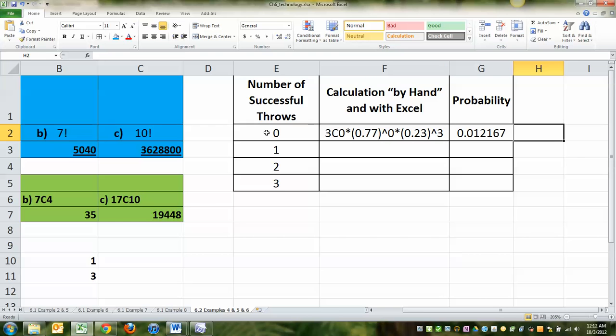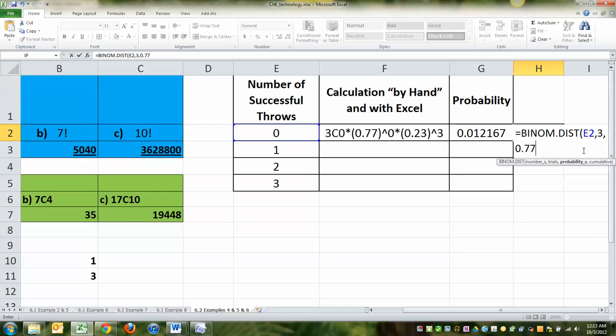Ah, but there's an easier way. Let me show you. It's BINOM.DIST, or if you have old school Excel, it's just BINOM.DIST without the dot, depending. And then it wants to know how many successes you want. Number S. So I want 0. I'm going to use that cell reference right there, E2 in my example. Comma, I have 3 trials. Then comma, it wants to know the probability of success, which was 0.77, comma, cumulative, we're just going to take false. Close parentheses, enter.